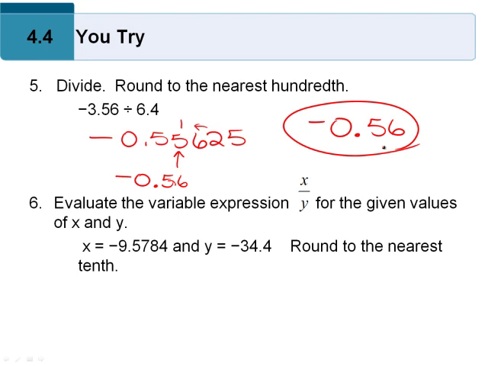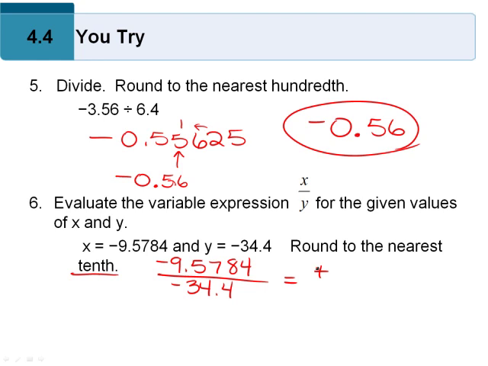Number 6, evaluate the variable expression x divided by y for the given values of x and y. So x is negative 9.5784 and y is negative 34.4. And they also tell us to round to the nearest tenth. So we're going to have the x number, negative 9.5784, divided by negative 34.4. The signs are the same, so it's going to be a positive answer.